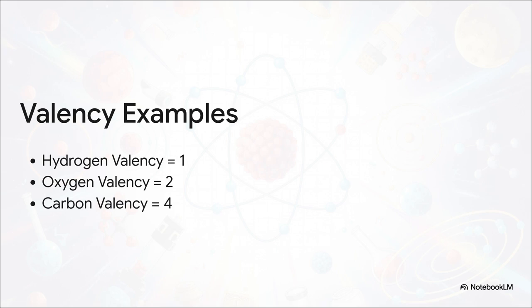Hydrogen has a valency of 1. It's got 1 hook. Oxygen has a valency of 2, so it needs to make 2 connections. And carbon? Carbon has a valency of 4. Because it can make 4 different connections at once, it's a phenomenal building block. That's exactly why carbon is the foundation of all known life. And these valency numbers all tie directly back to those electronic configurations we just looked at.